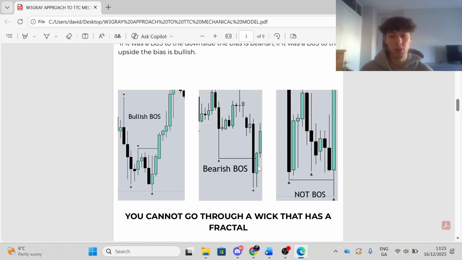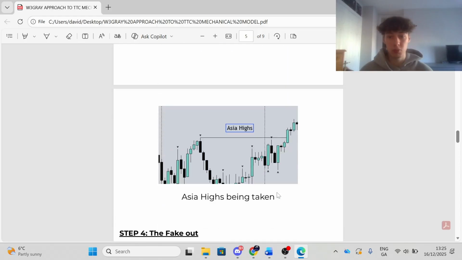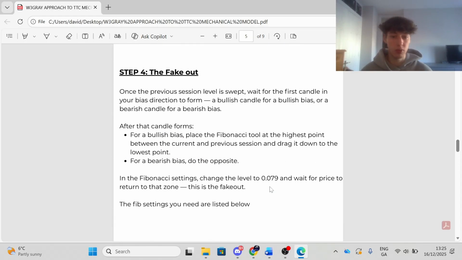Okay, now I'm just going to run back over these again. As you can see here, it's a break to the upside. You should understand this now. A break to the downside, and this does not count. So in the next episode, we're going to be going over the fake out zone and how to actually use the fib tool to mark out your fake out zone.